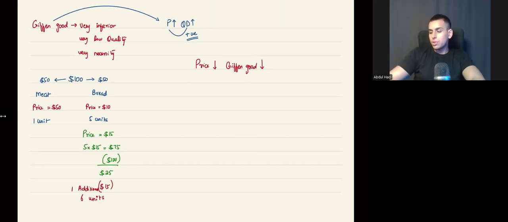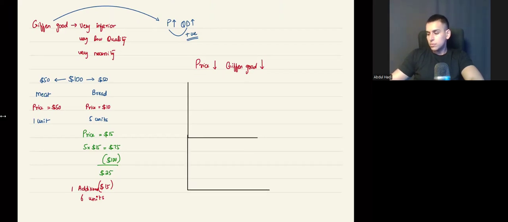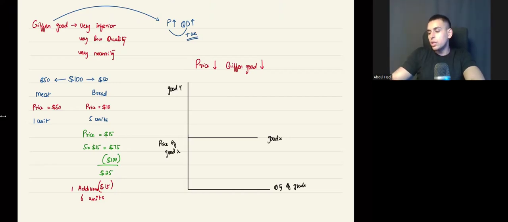Now, let's draw the diagram. We will draw the axes first. This is my good Y and this is my good X. This is price of good X and quantity of good X. Now, your first step is to show the initial equilibrium, initial indifference curve and budget line. So initially you are operating at AB.